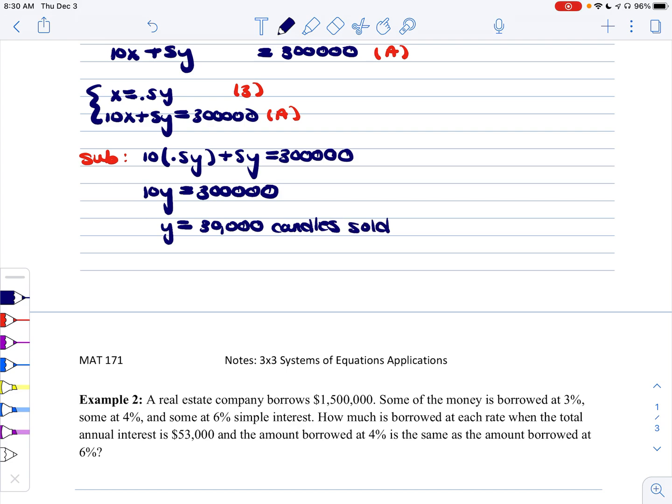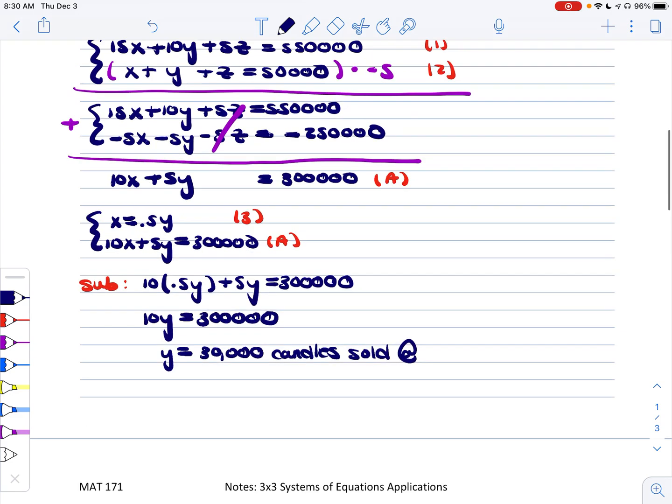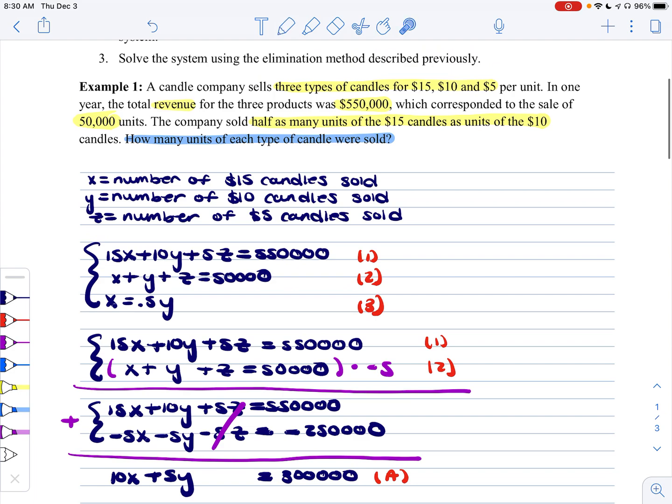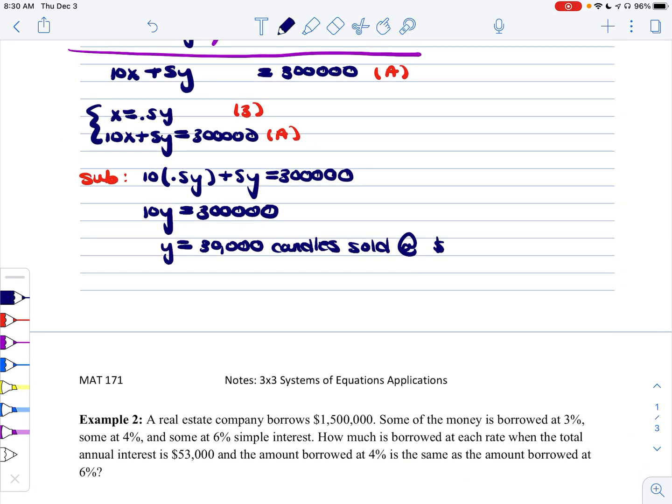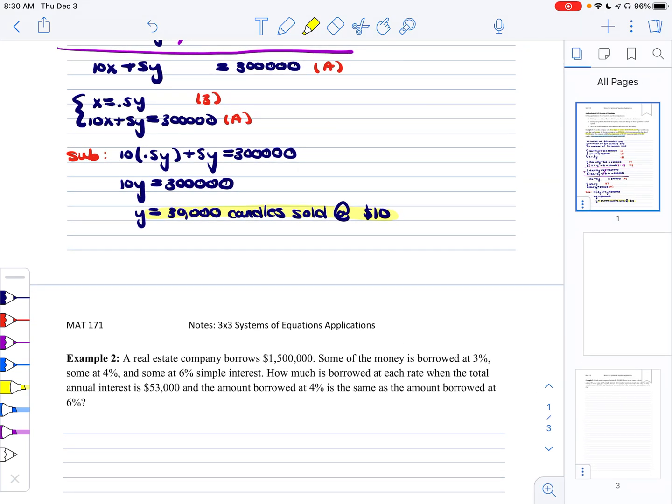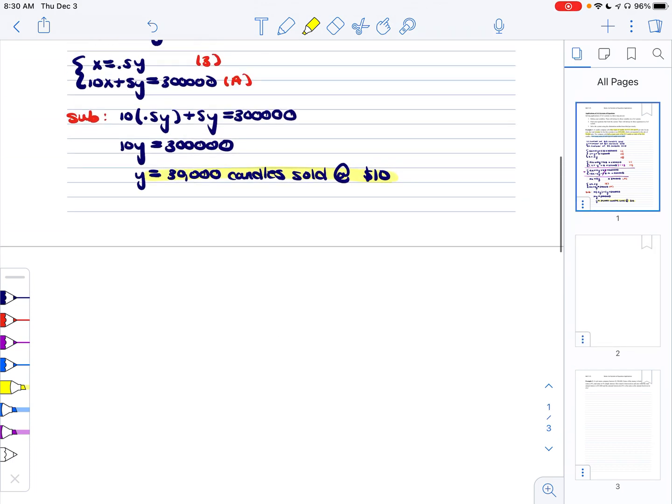candles sold. y was our $10 candle. So 30,000 of the $10 candles were sold. I'm running out of space here. Let me give myself another page.